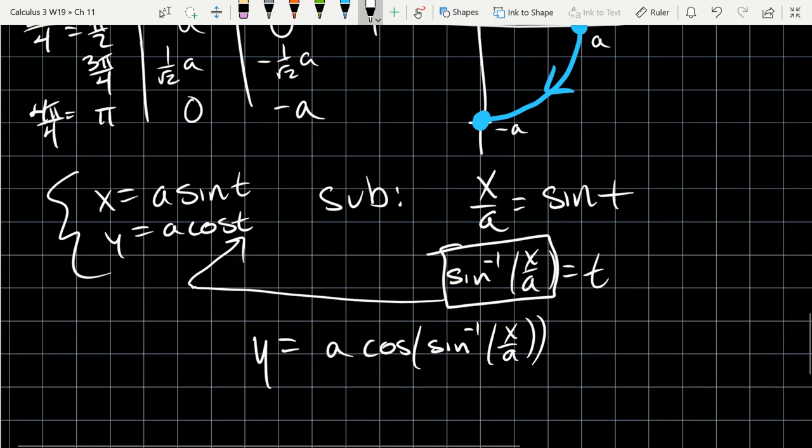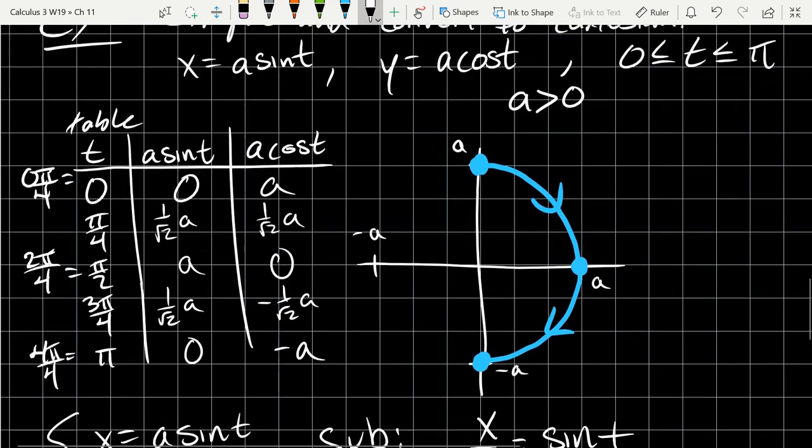So that is one equation with x's and y's only. So we have accomplished writing a single rectangular equation. It's hideous, but it's a single equation, x and y only. No way to get a out of there.